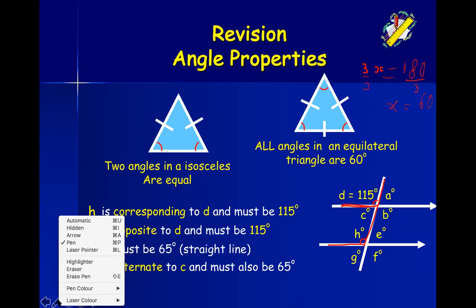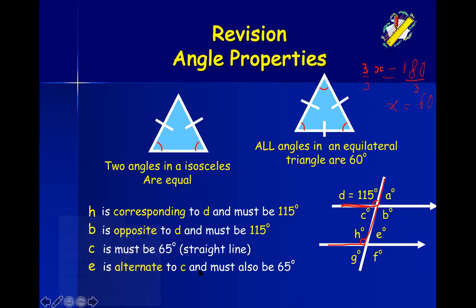And E is just the alternate to C. So where is that coming from? If I change the color of my pen, if I put yellow, you'll see it. So this is a Z shape. E is alternate to C, and E will be 65 as well.